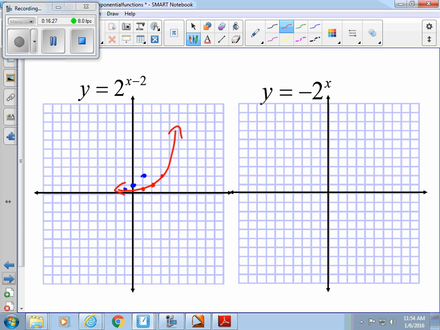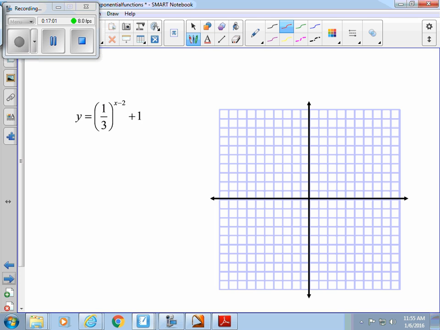Negative 2 to the x, what does the negative do? It reflects over the x-axis. What would it do if the negative was inside? It would reflect over the y-axis, so we can do all kinds of fun things. I didn't draw the original. Are y'all okay about that? That is the original reflected over the x-axis. So we could graph just about any exponential we want using those 3 points and transformations.